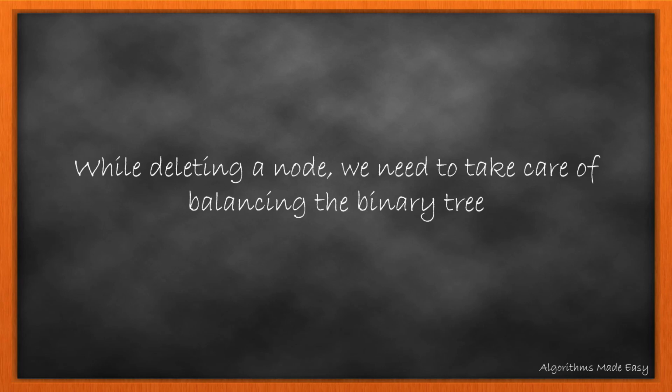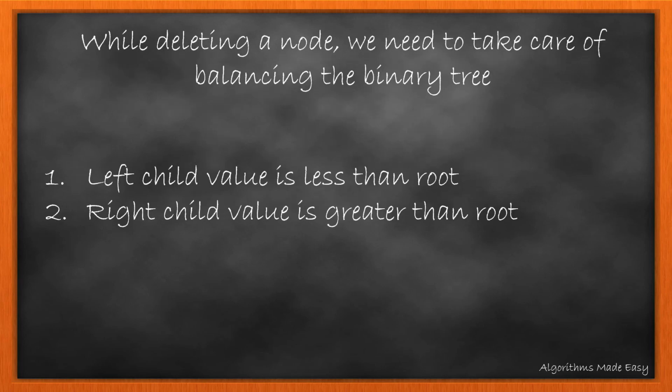For that, let's see the properties of a binary search tree. In a binary search tree, left child value is always less than root, and the right child value is always greater than the root. Now, there can be various scenarios when we are deleting a node. Let's go through them one by one.